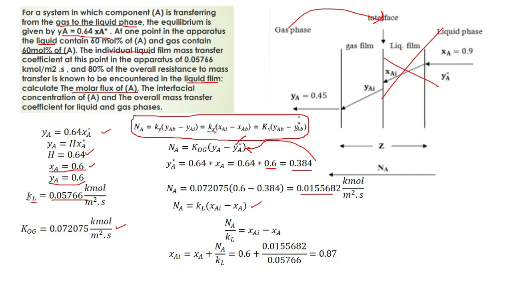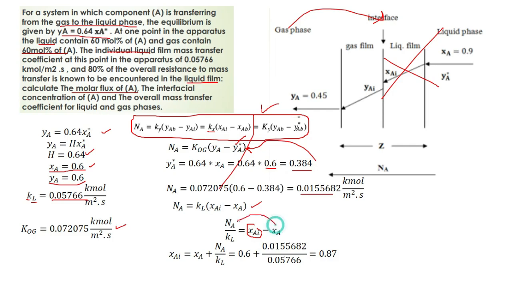X is for liquid. This is from another book. Just for the sake of understanding, Kl into Xai minus Xa. Now you have to find the Xai, so that's why you will divide Na by Kl. It will be equal to Xi minus Xa.